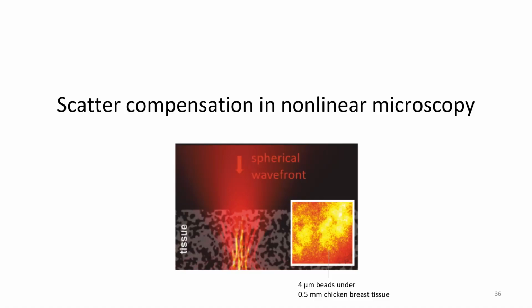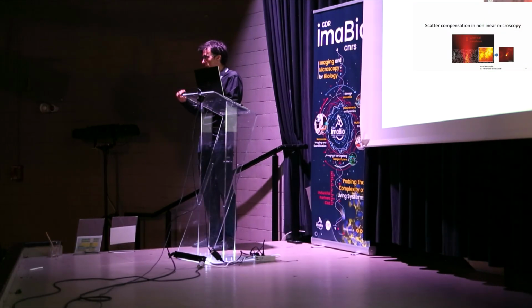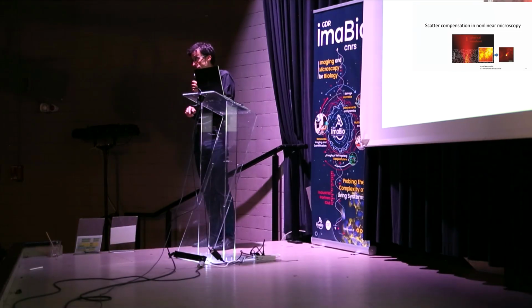For me, the difference is that in this kind of regime, this 3N algorithm just doesn't work anymore. Still, it's possible to do it. Those are 4 micron beads. They have a lot of fluorescence, but they're hidden under 0.5 millimeter chicken breast tissue. It's really a strong imaging problem. You see nothing, even with two photon, if you try to look through it.